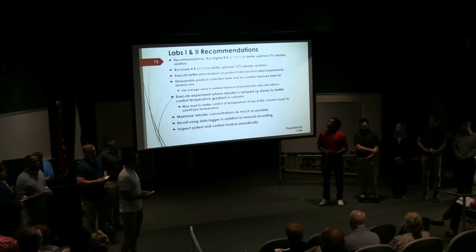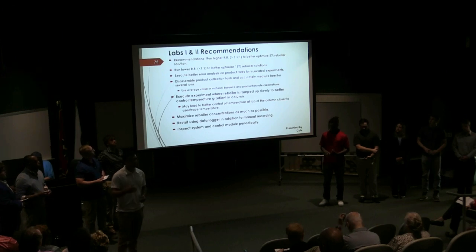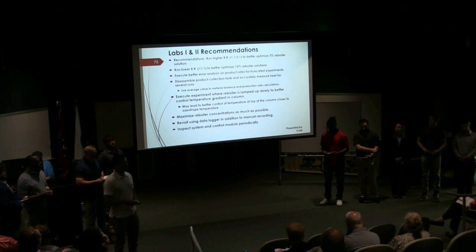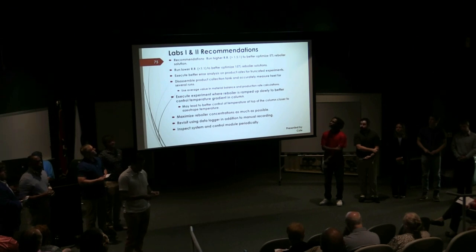We could also execute an experiment where we ramp up our reboiler power. Normally we start at 80% reboiler power and then ramp down from there. If we did an experiment where we slowly ramped up our reboiler power, this may help us with our temperature gradient within the column.